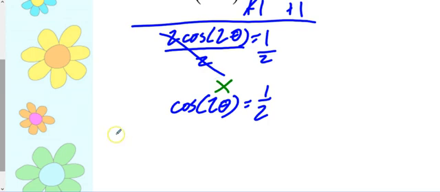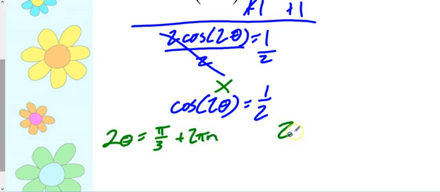So we should know that that happens with pi over 3. I'm going to put plus 2 pi n to represent everything. And it also happens at 5 pi over 3. The 2 pi n's are just what we add to represent everything.